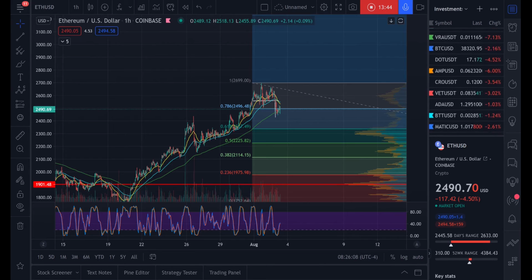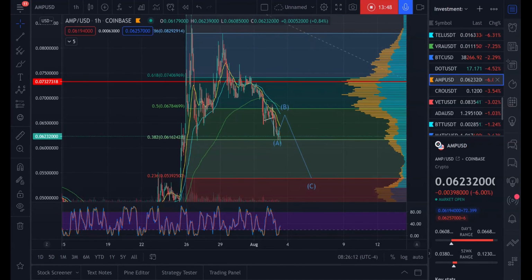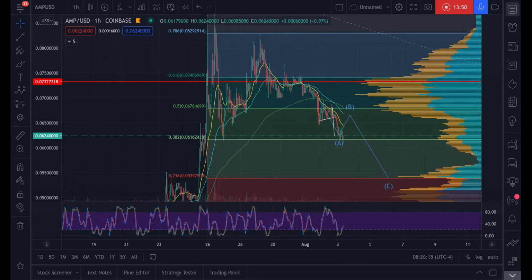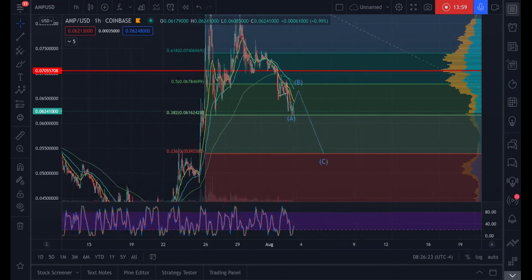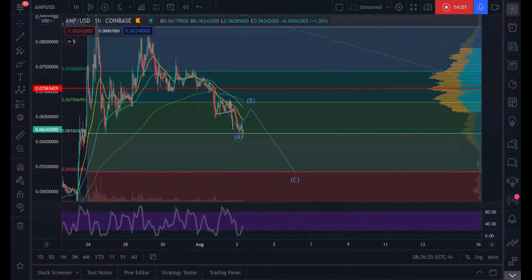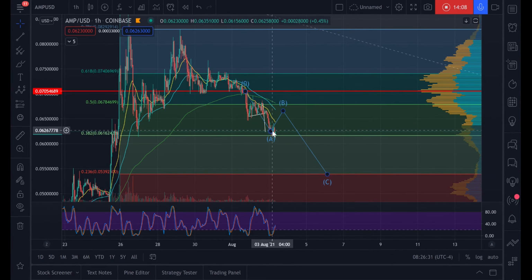Let's look at AMP. AMP is a popular project. It is, I think, number 48 on CoinMarketCap, so it's pretty high up there, mid-market cap. And it is correcting as we anticipated as well, right? So you're getting this ABC wave, in the A leg of the ABC correction.